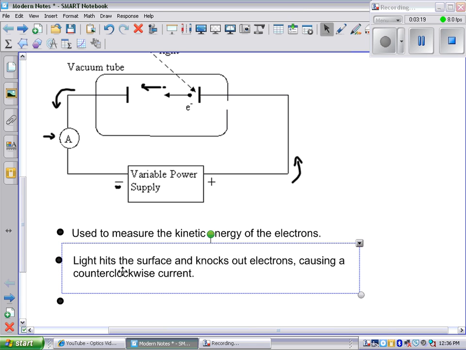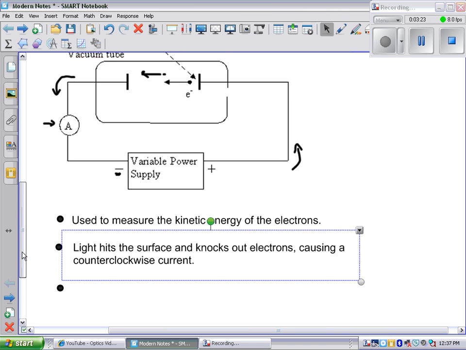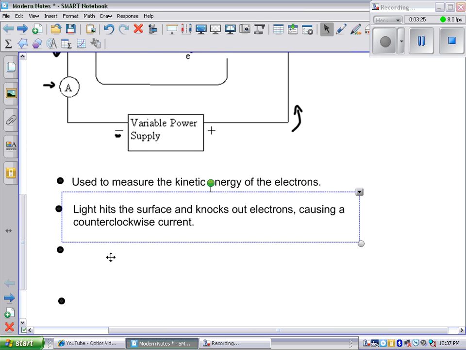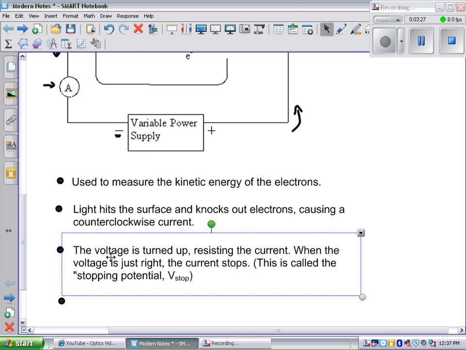Okay? Light hits the surface and knocks out electrons, causing a counterclockwise current, which is what I was just talking about. Then, you're going to turn up the voltage, and that's going to resist the current. When the voltage is just right, the current's going to stop, and it's called the stopping potential. We'll call it V stop.